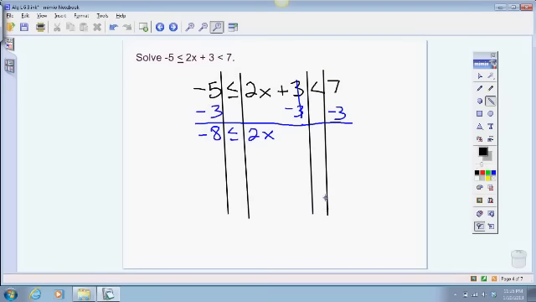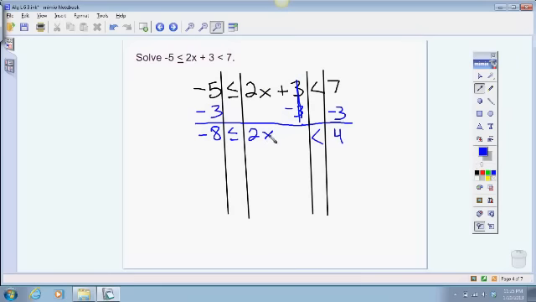Okay, so there's our inequality there, and here's our inequality here. So whatever you do to one side, you do to the other side too. You've got to do it to the third side. So if we subtracted 3 from the middle here, we're going to subtract 3 from this side and 3 from this side. So we're going to get -8, bring down your inequality, bring down your 2x, your 3's cancel out. 7 minus 3, or 7 plus a -3, is 4. And you can bring down your inequality.